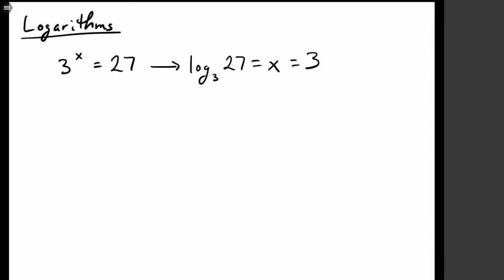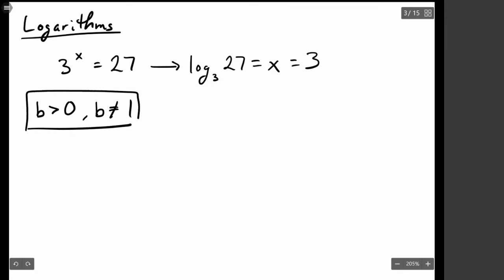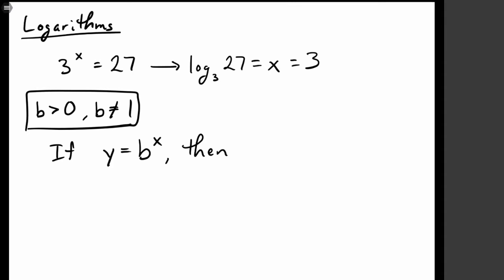So how does a logarithm work? Let's say we have the equation. Sorry, I should say that b is a positive number and b is not equal to 1. We specifically want this. Then if y equals b to the x, the logarithm basically allows us to swap things around and solve for x instead. So then x equals log base b of y.